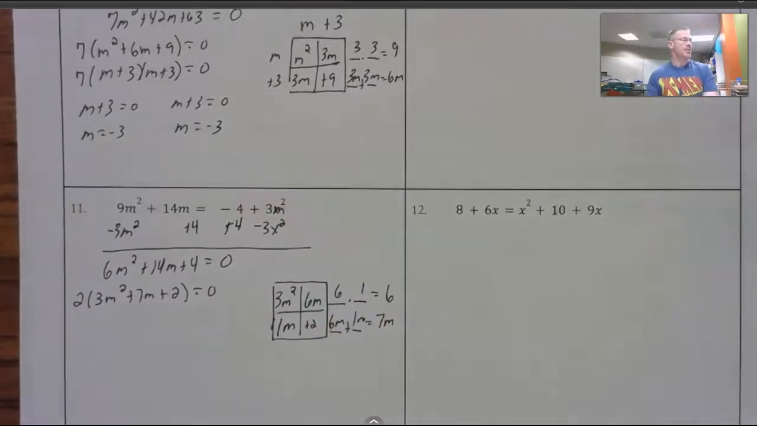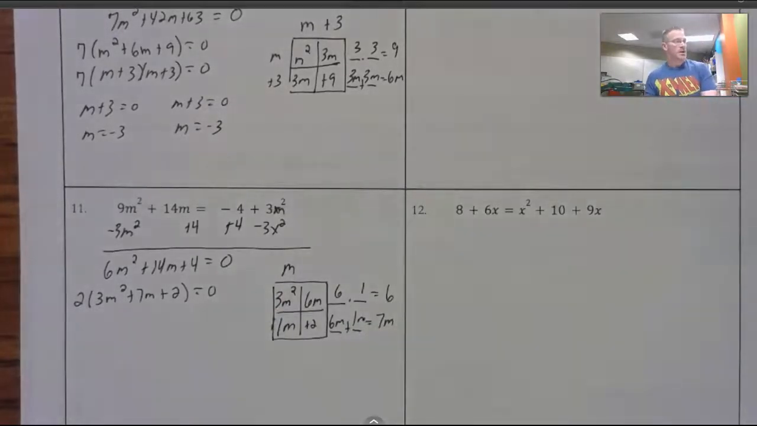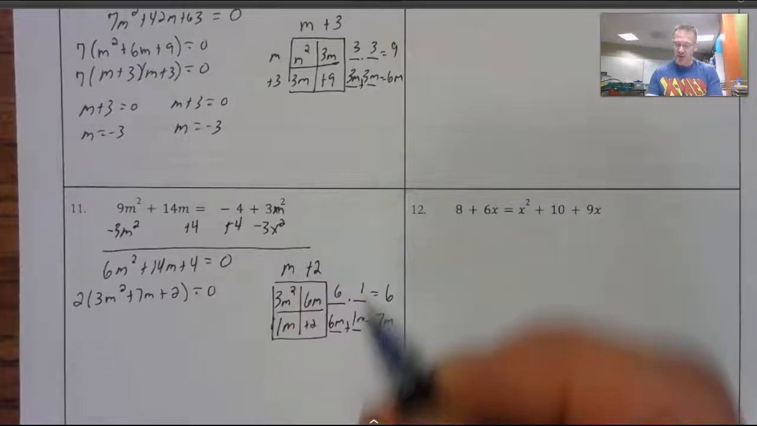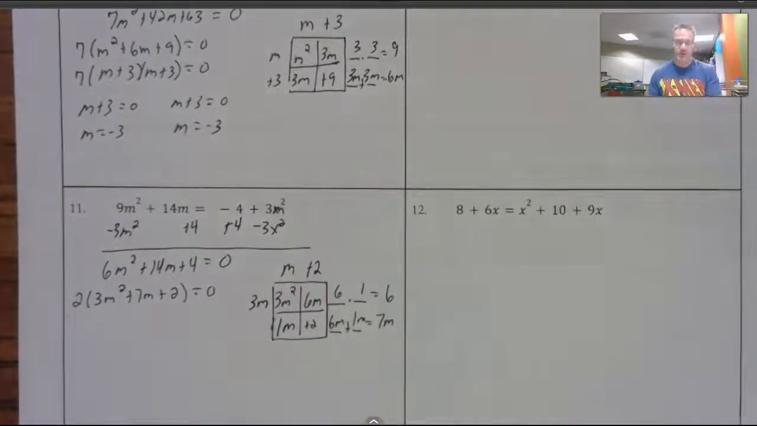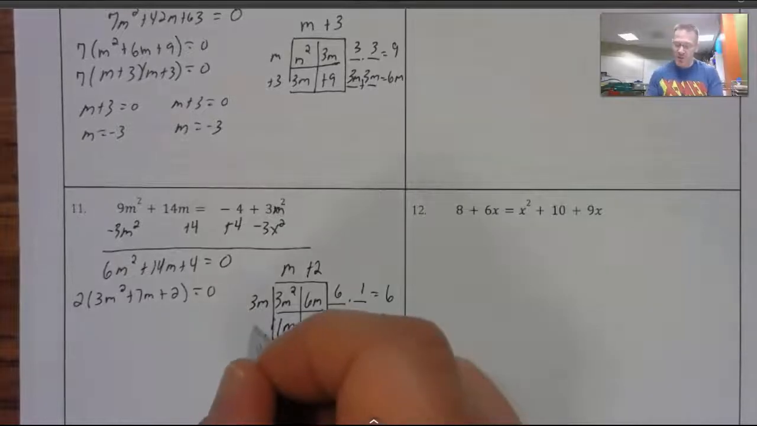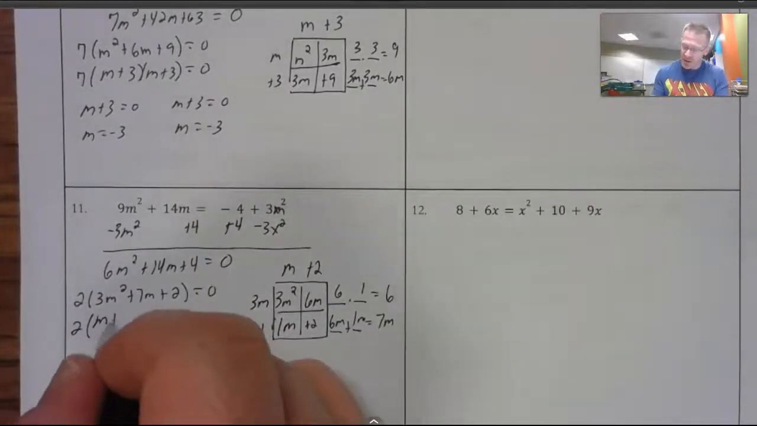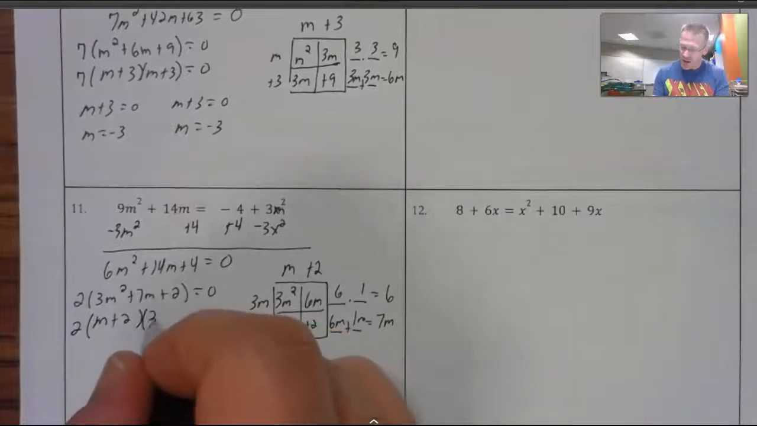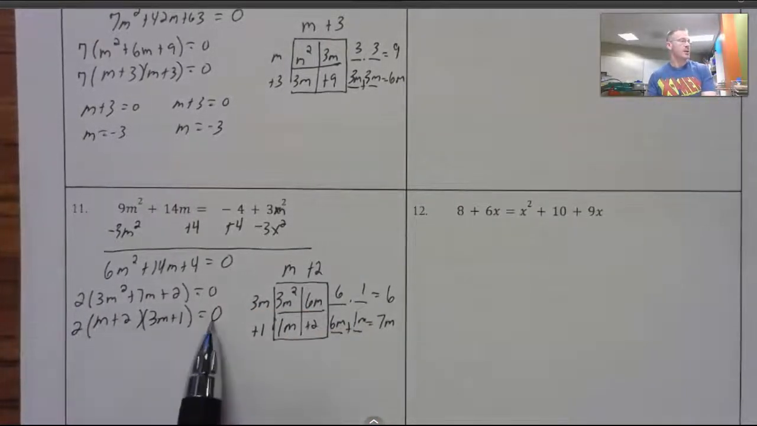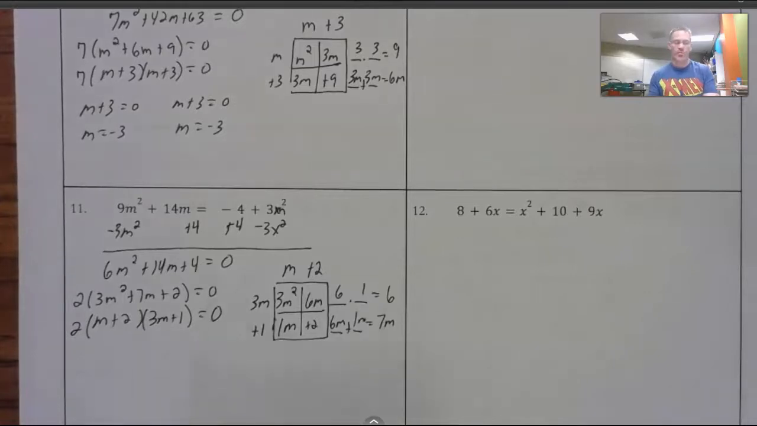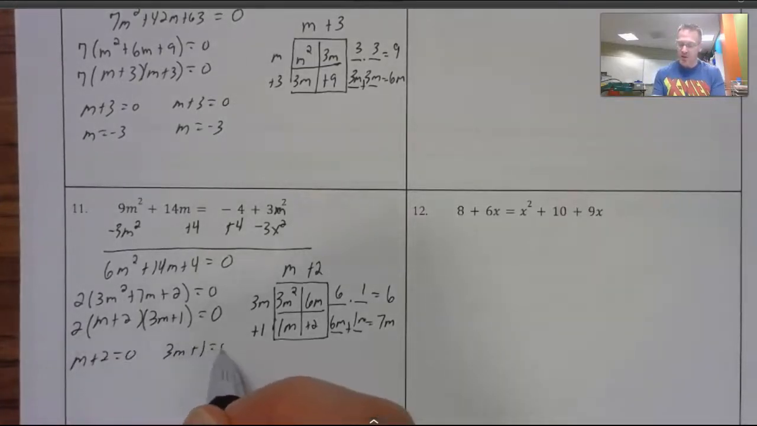Now when I look at my first column, I can see that they have an m in common. When I look at my second column, they have just a 2 in common. Looking at the rows, I have a 3m in common, and then I just have a 1. So there are my factors. I get 2 times m plus 2 times 3m plus 1 equals 0. Once again, 2 equals 0 is not possible, so I can just move on. So m plus 2 could be 0, and 3m plus 1 could be 0.